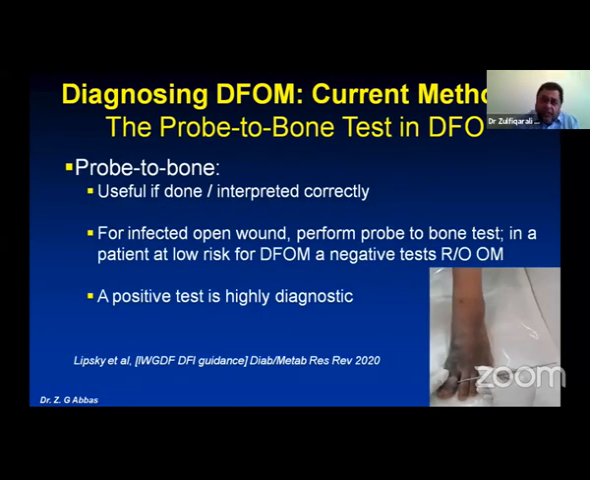Diagnosis, the current method: the probe to bone test is most useful, a useful bedside test. If it is interpreted correctly, it is the most convenient and cost effective. For an infected wound, perform a probe to bone test. Patients at low risk for osteomyelitis usually have a negative test, and you can rule out osteomyelitis. A positive test is highly diagnostic, and actually you can feel a grating noise if you touch the bone, and this is how we do it.